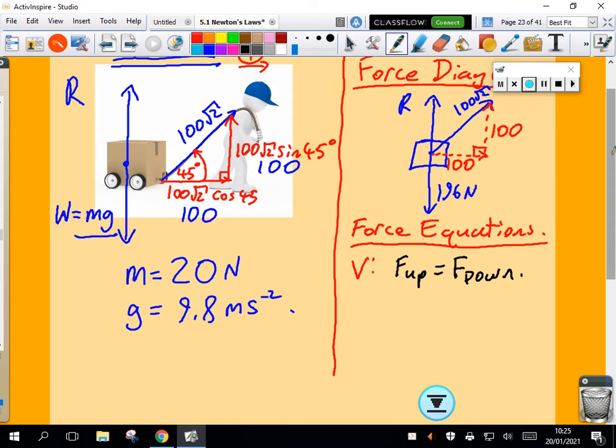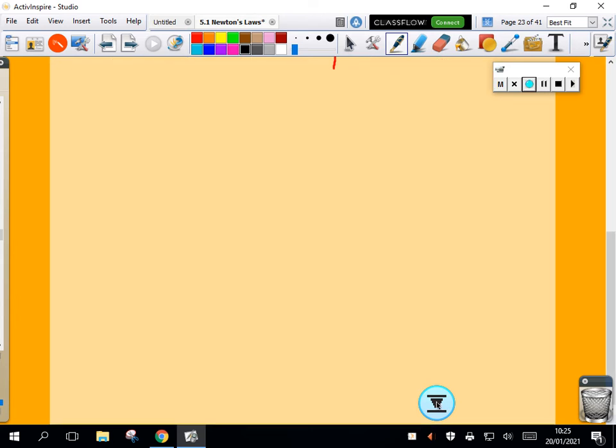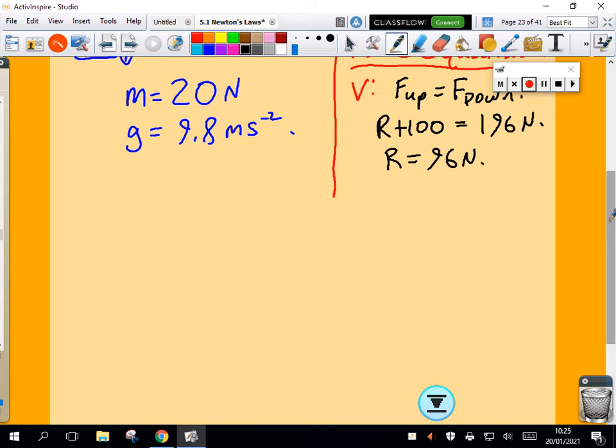What are the forces up? Well, there are two forces upwards. There's the normal reaction, which is the force on the box by the ground. But there's also the vertical component of the tension force. There's also 100 newtons of force being pulled up, and that has to equal the force down, which is 196 newtons. So one thing I can see here is that the normal reaction must be 96 newtons. Now, that doesn't really affect the horizontal motion in this case, but if there was friction involved, it really would. We look at an example involving friction in just a moment.